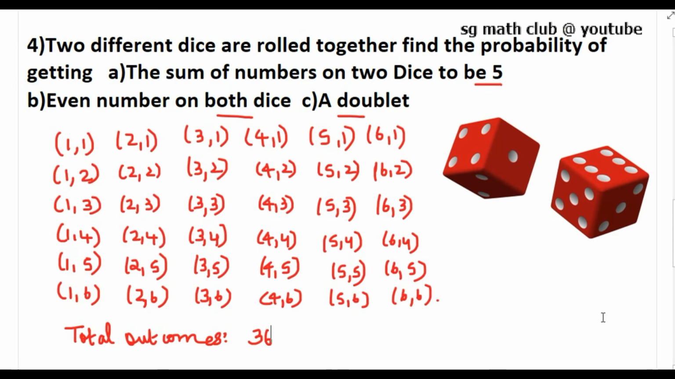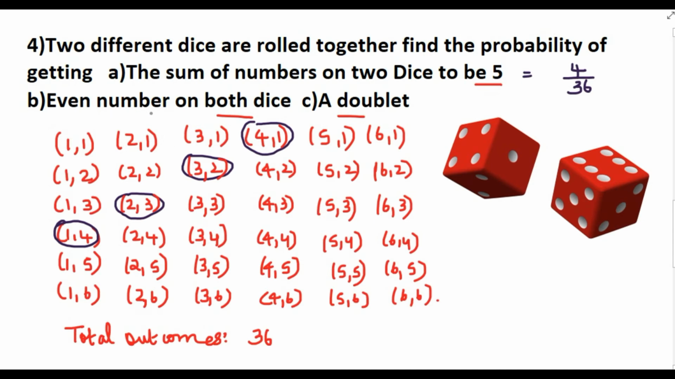Sum of numbers on two dice to be 5. So 1 and 4, this is one possible outcome. Again 2 plus 3 is 5, 3 plus 2 is 5, 4 plus 1 is 5. So which are the possible outcomes? Total 36 outcomes are there. Out of that, our favorable outcomes are 4 because 1 plus 4 is 5, 2 plus 3 is 5, again 3 plus 2 is 5 and 4 plus 1 is 5.